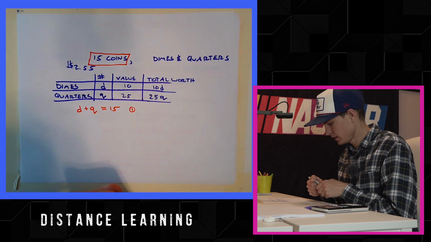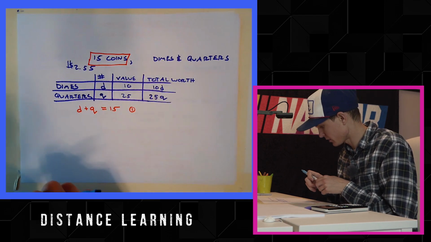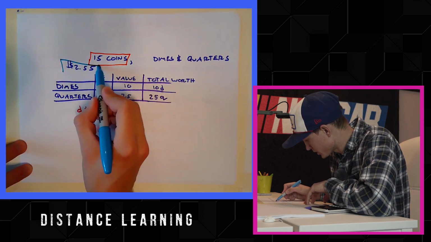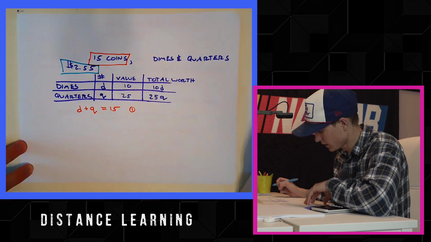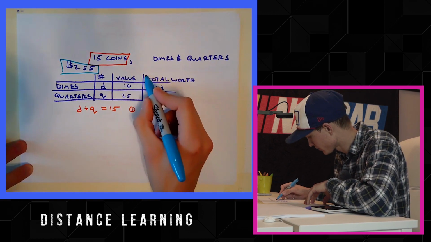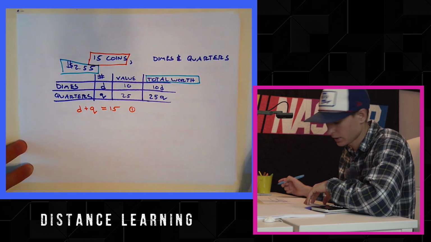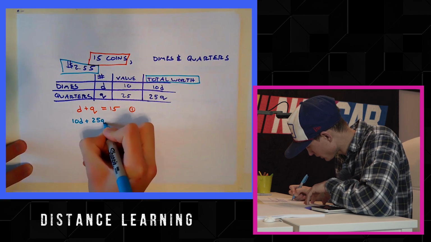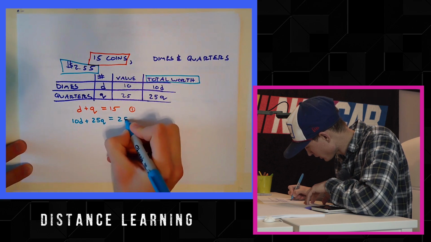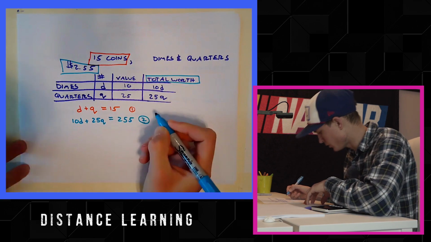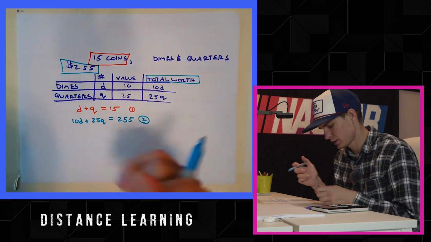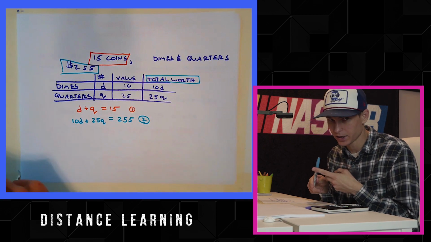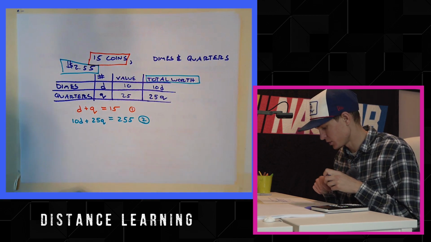Y'all are probably thinking this is not easier than the other way, which might be right for now, but later on this will be a much better way. And then our final second equation for this one is they're worth $2.55. That is a worth statement, how much it is worth. So my worth, my 10D plus 25Q equals 255 cents. That is my equation 2. Now I'm a little bit bummed that they haven't taught us elimination yet. So basically we could graph it, not going to graph it, or we could do substitution. We're going to use substitution.